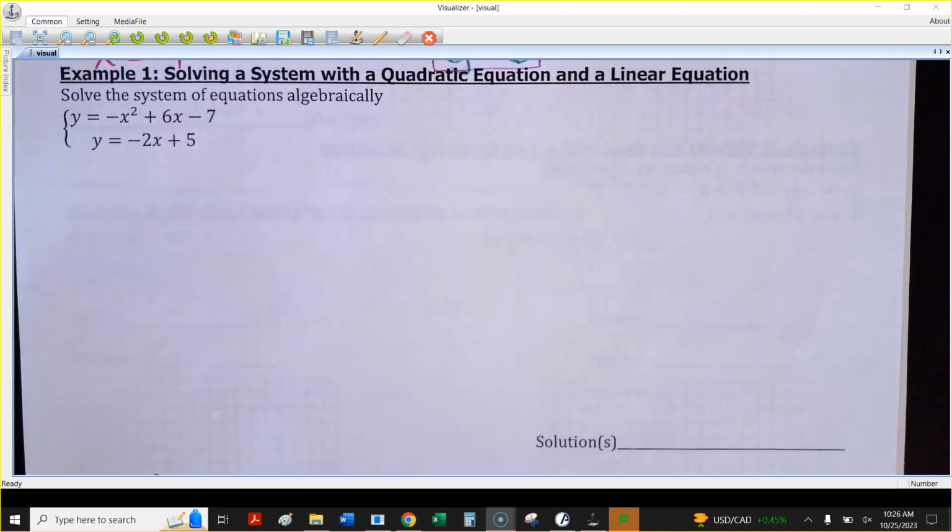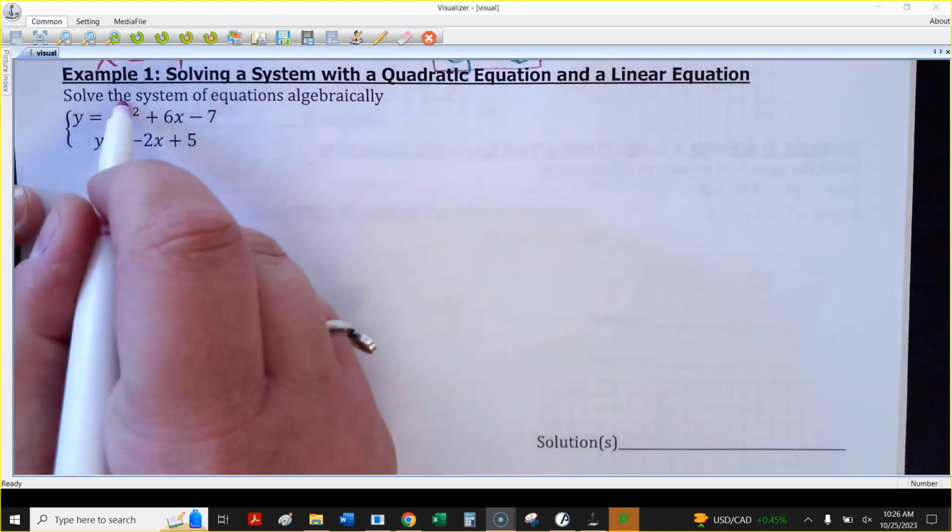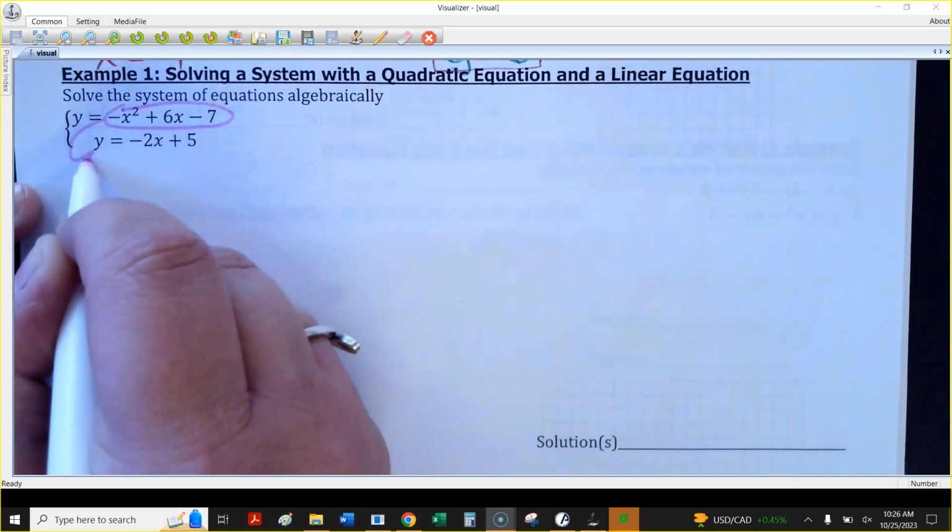So here's the deal. I have a quadratic. That just means the highest power of x is going to be squared. So negative x squared plus 6x minus 7. That's your quadratic. The other equation in that system is just a line, y equals mx plus b: negative 2x plus 5. All I would do here is extremely similar. I'm just going to use some substitution there.